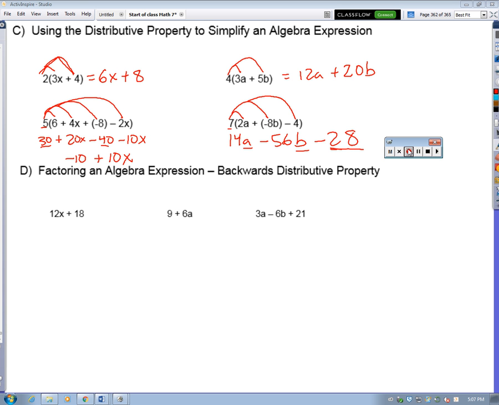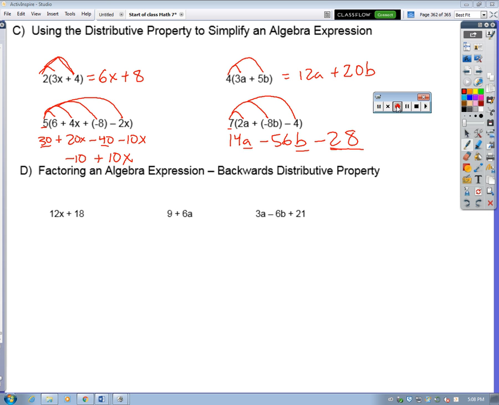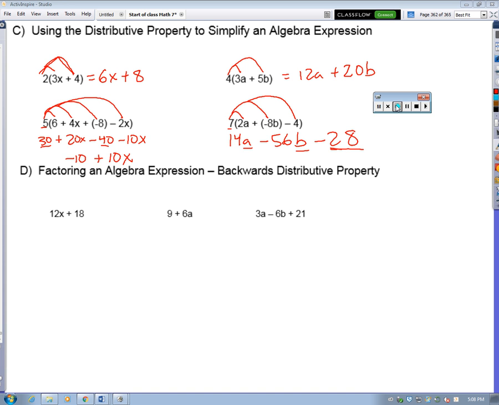The trick is to figure out the biggest number that goes into everything. That biggest number that goes into everything is called the greatest common factor. And I'm just going to write that greatest common factor as GCF. That's the biggest number that goes into everything. So let's try it out here. I've got 12 and 18. The biggest number that goes into everything here is 6.